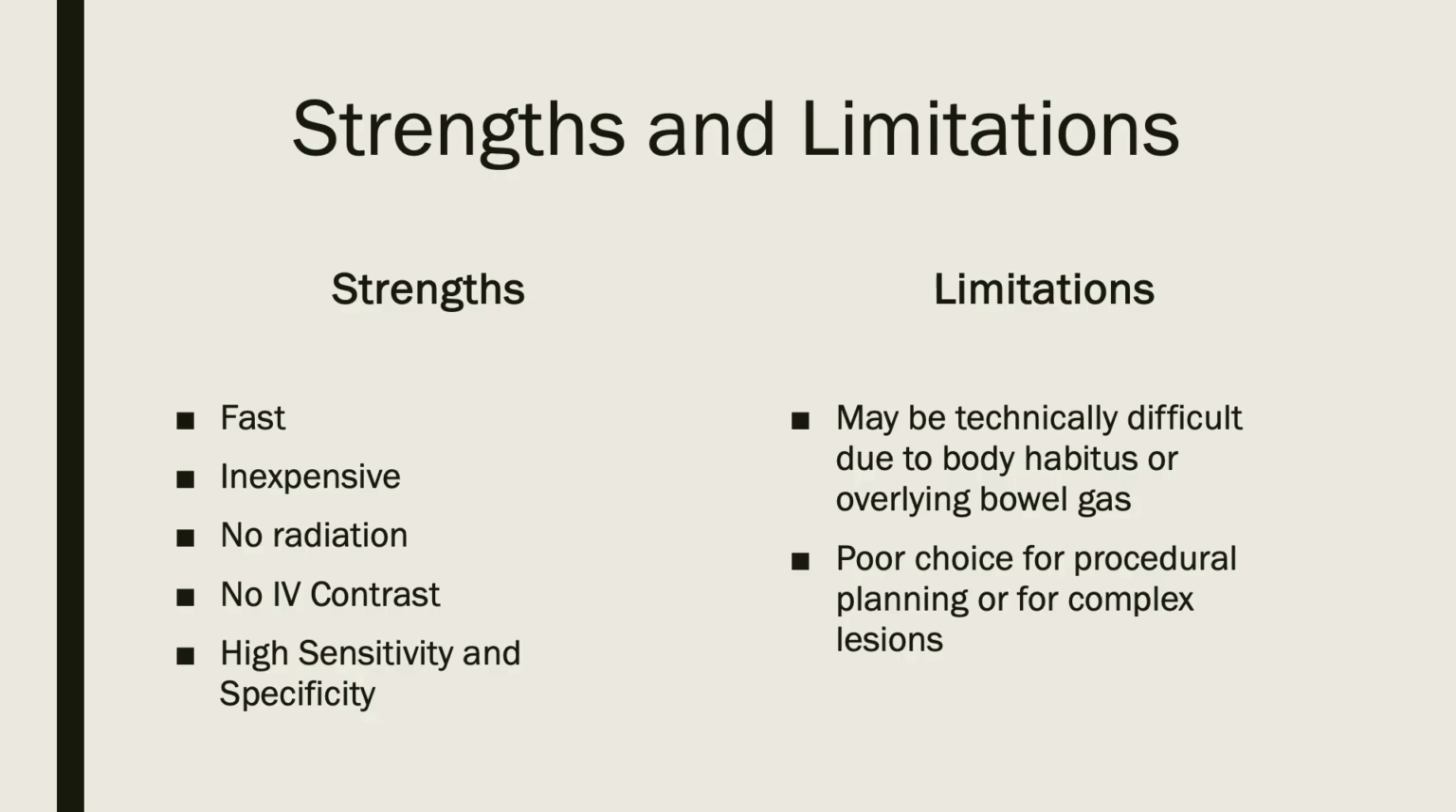When we discuss the strengths and limitations of sonographic screening for AAAs, we find that using point-of-care ultrasound can be fast, it's inexpensive, we don't expose the patient to radiation nor IV contrast, and studies have shown high sensitivity and specificity for the screening exam. Some of the limitations we encounter: some technical difficulties, sometimes due to body habitus or overlying bowel gas. And this exam is really ideal for screening. It's a poor choice for procedural planning or if you encounter a complex lesion in the aorta.